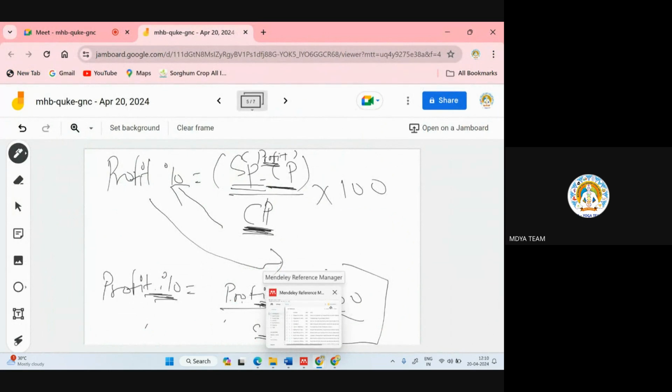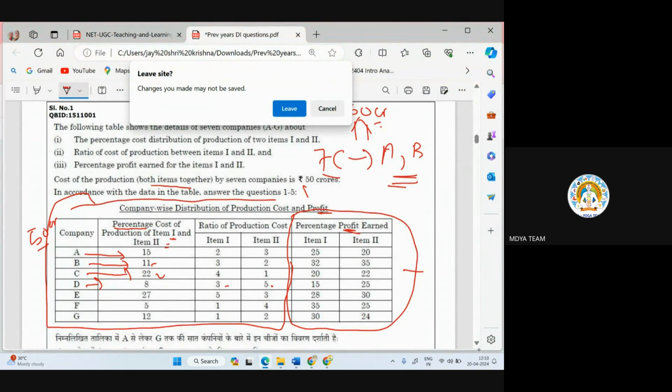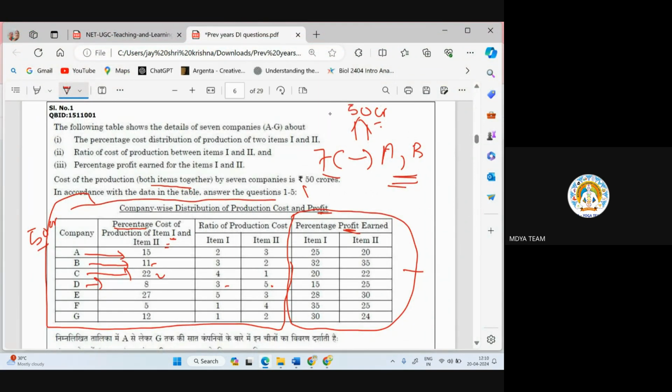Okay. It will come this side and profit will come in the denominator. Understood? Profit percentage will come in the denominator. So just by switching a little bit, we can calculate this cost price. Okay. Now let's come to the question. Now you understood everything and you are good to go for this question.